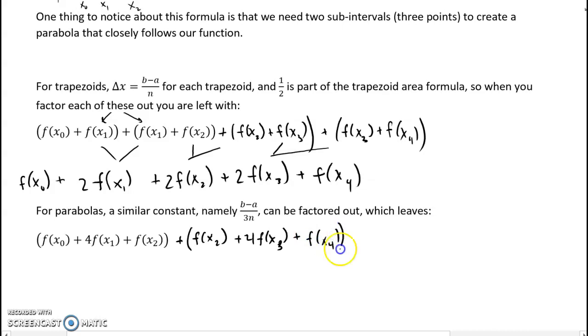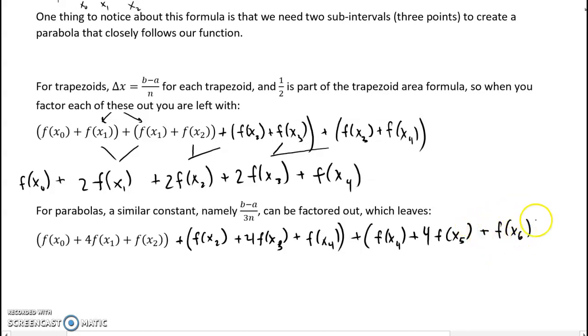And just for fun, maybe I'll say we have 3 different parabolic chunks. So I'll do one more of these. We'll add up, again, picking up where we left off at f of x4, and then we have that coefficient of 4, which is always there. F of x5 would be the next x value, and then we've got a single f of x6.